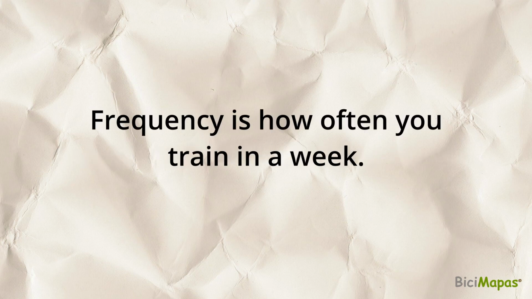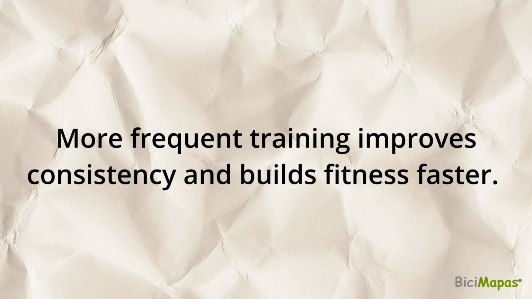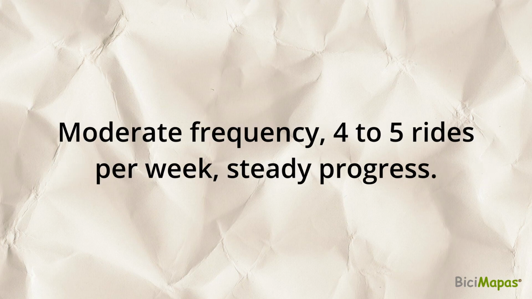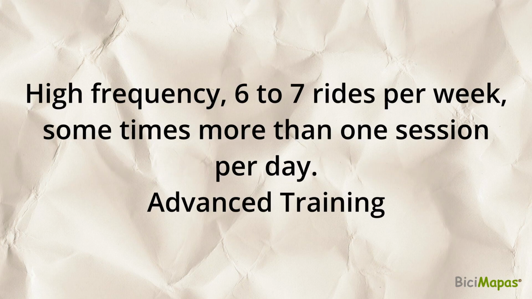Frequency. Frequency is how often you train in a week. More frequent training improves consistency and builds fitness faster. Low frequency, 2 or 3 rides per week, usually for maintenance or recovery. Moderate frequency, 4 to 5 rides per week, steady progress. High frequency, 6 to 7 rides per week, sometimes more than 1 session per day, advanced training.